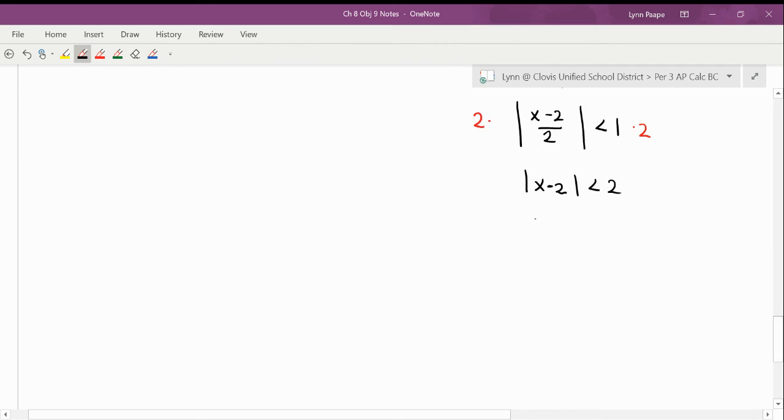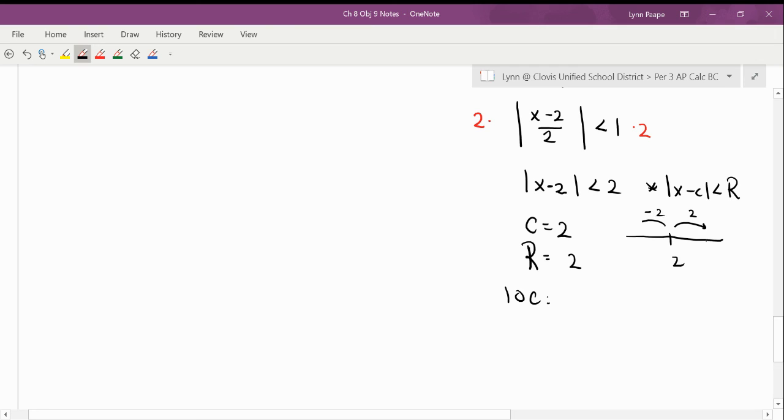I know my center is 2, and my radius of convergence, my capital R, is going to be 2, because we're looking at that x minus c is less than r. So then my interval of convergence: my center is at 2, and I'm going to go forwards 2 because that's my radius of convergence, and back 2 because that's also my radius of convergence. So 2 plus 2 is 4, and 2 minus 2 is 0. So that will be from 0 to 4. And because it's geometric, I don't need to test my endpoints. And that is that.